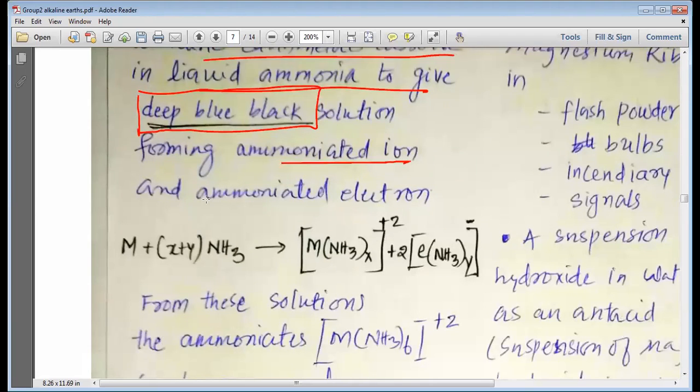Forming the ammoniated ions and the ammoniated electron, you can see that M + x + y NH3 gives [M(NH3)x]+2 + 2e(NH3)y. This is what is known as the ammoniated electron, and this is what is known as the ammoniated ions.